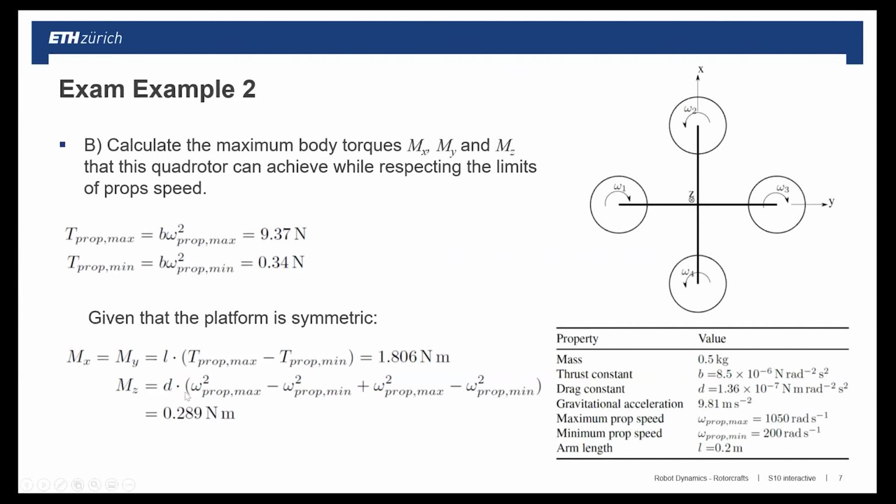And in the z direction, you have actually the torque which is generated by the difference of the rotational speeds. So you have then the maximal you can actually have if you have the difference from propeller to the two propellers, and so at the end you can also calculate the maximal torque around the z-axis, around the rotational axis of the system.